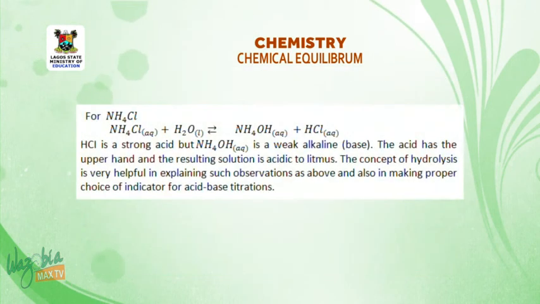Now, for ammonium chloride, when it mixes with water, it reacts reversibly to form ammonium hydroxide and HCl, that is hydrochloric acid. HCl is a strong acid, but ammonium hydroxide is a weak alkali. The acid has the upper hand, and the resulting solution is acidic to litmus. The concept of hydrolysis is very helpful in explaining such observations as above, and also in making proper choice of indicator for acid-base titration.